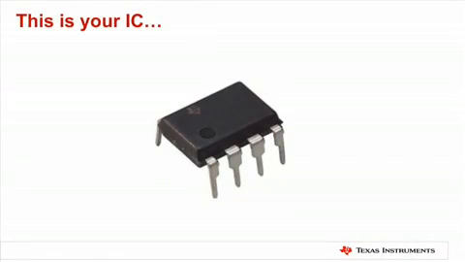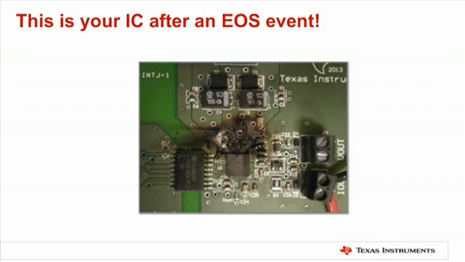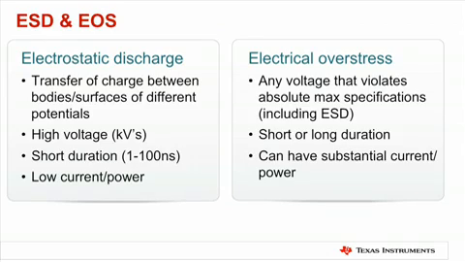This is your new and pristine TI IC, and this is your IC after it's been exposed to EOS, or electrical overstress. EOS refers to any voltage or current that violates the absolute maximum specifications for a given device.